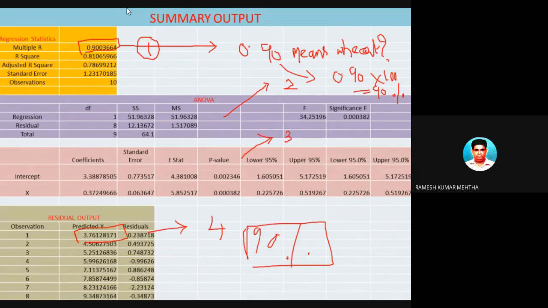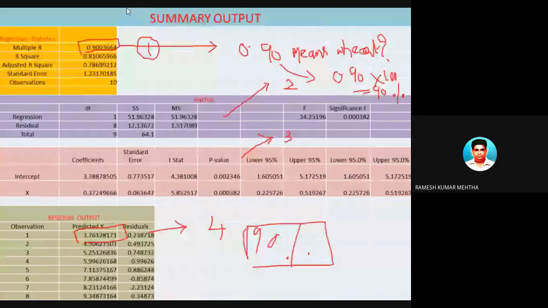I am telling you, you will be using this regression analysis in the future, in your job in the software world, and in n number of instances. So the interpretation part is very important. That's the reason why I'm taking so many classes to explain this regression analysis and its output. So first is multiple R. If you look at multiple R, it is giving you 0.9. I just told you to multiply this 0.9 with 100, and you got 90 percent.